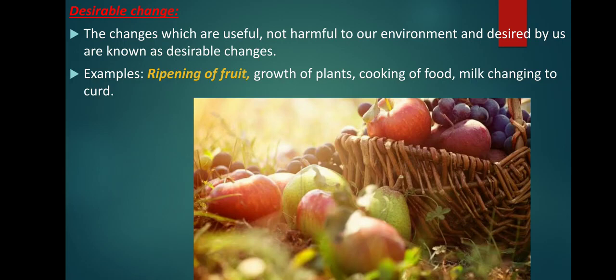Now move on. Desirable changes. Desirable changes are those changes which we want to occur. These changes are useful for us. For example, ripening of fruits, germination of seed, change in season, etc.